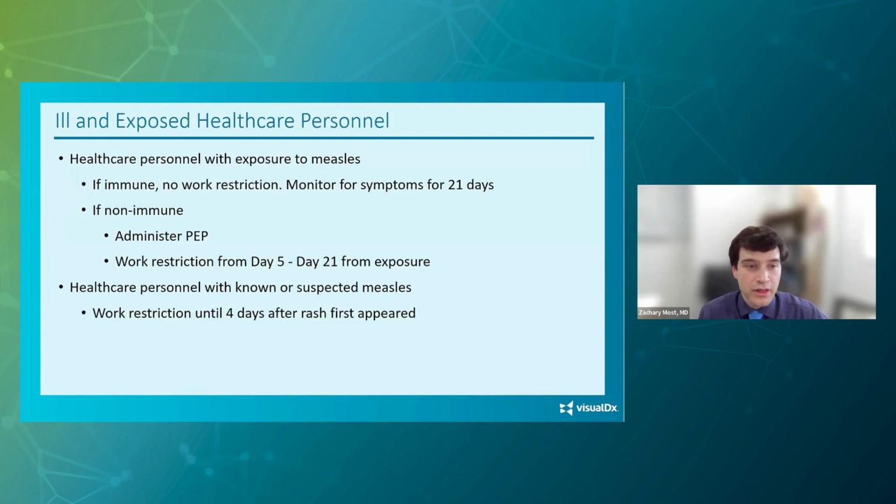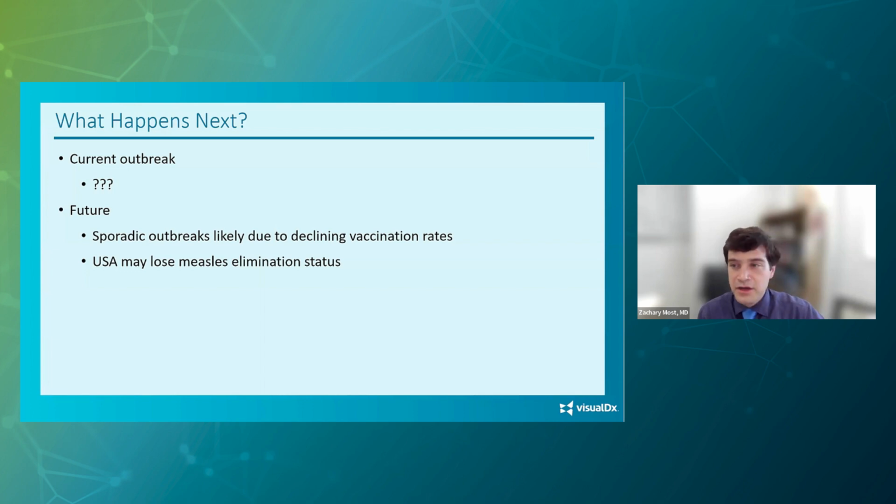For any healthcare personnel that get exposed to measles, if they are immune, they should not need any work restrictions, and it should just be recommended that they monitor themselves for symptoms for 21 days and quickly report if they develop any symptoms. However, if they're not immune to measles, first, you can administer post-exposure prophylaxis, and secondly, they should be work restricted from day 5 through day 21 after exposure. If healthcare personnel has known or suspected measles, then they should be work restricted until 4 days after the rash first appeared.